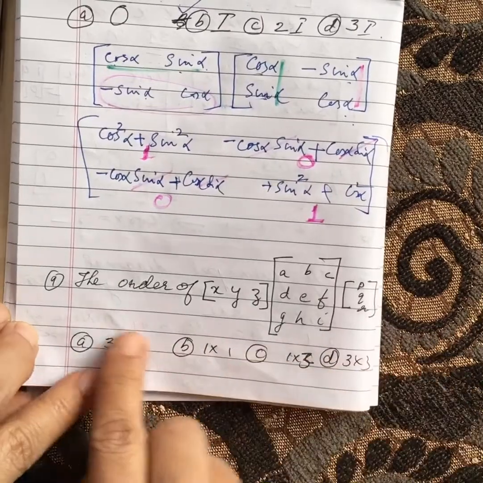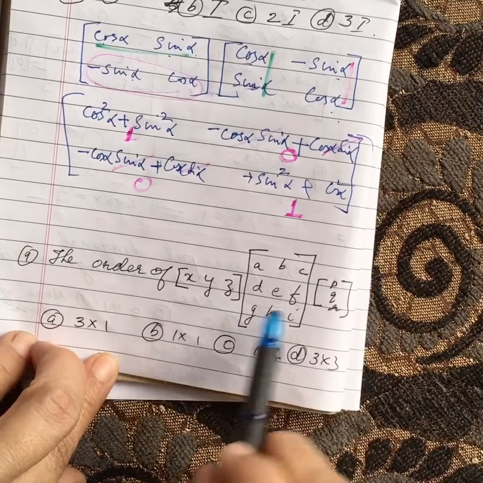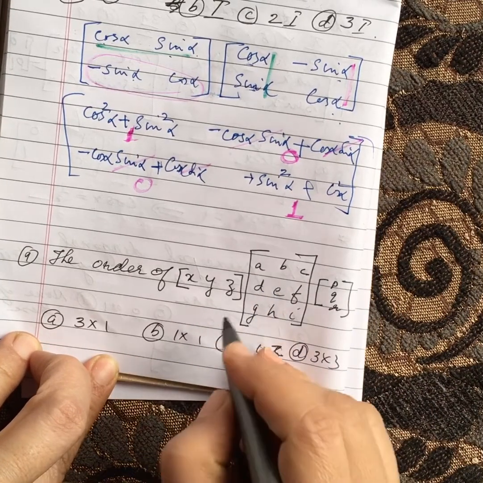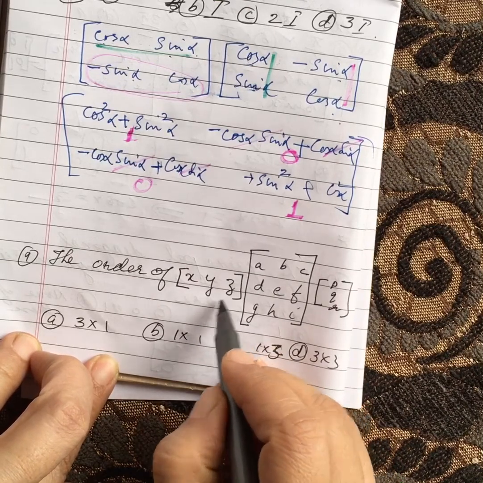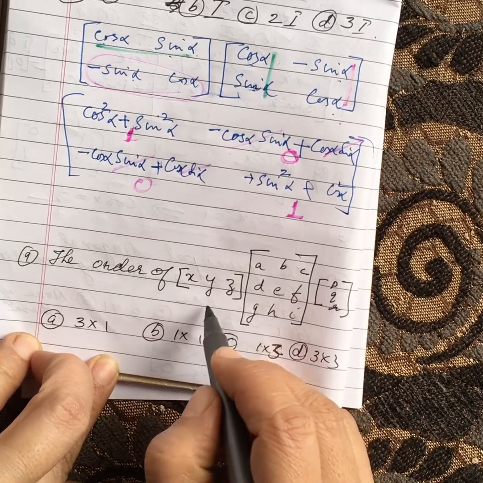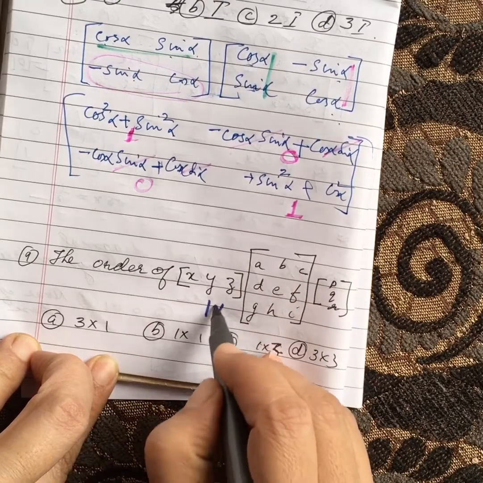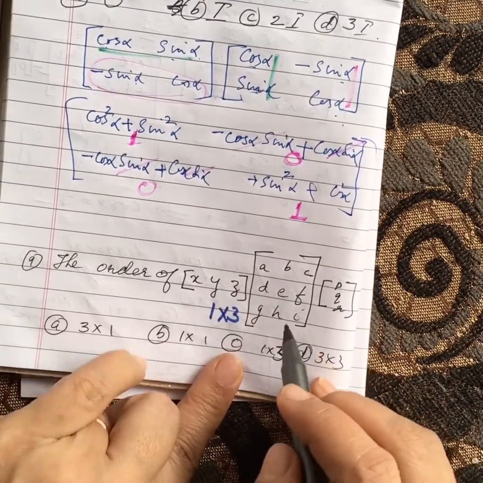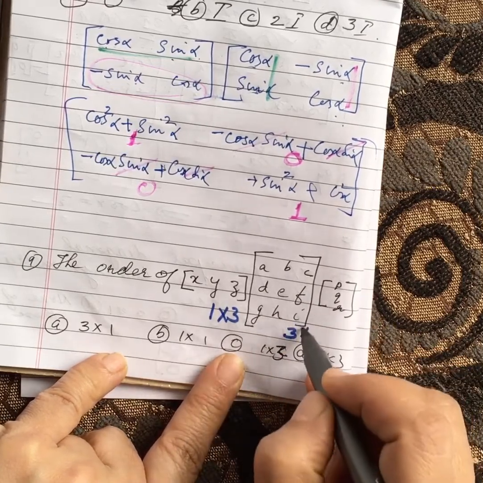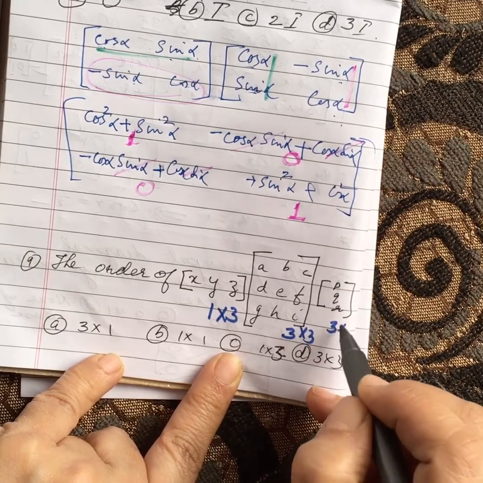The next is the order of the product of three matrices. While you consider the order, see how the matrix multiplication is defined. The order of the first matrix is number of rows and then number of columns. Number of rows 1, number of columns 3, so this order is 1 by 3. Then the second matrix order, number of rows 3, number of columns 3. Third matrix, number of rows 3, number of columns 1.